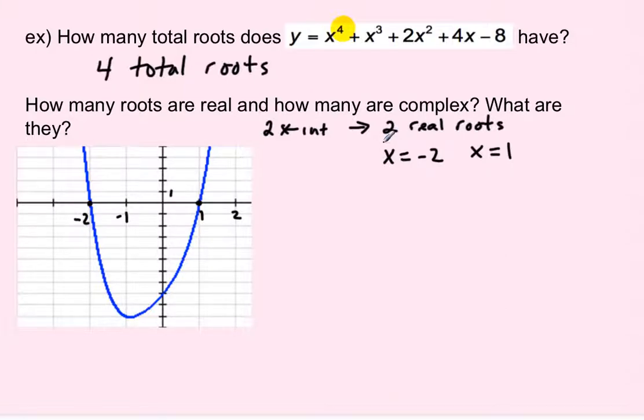What that means is that since there are 4 total, and I know that 2 of them are real, that means that I have 2 left that are complex, so imaginary. So they have units of i in them as their answer. What are they? This is where division comes into play. I'm going to personally choose to use synthetic division because it's faster.